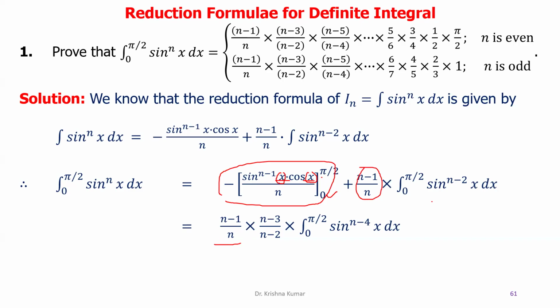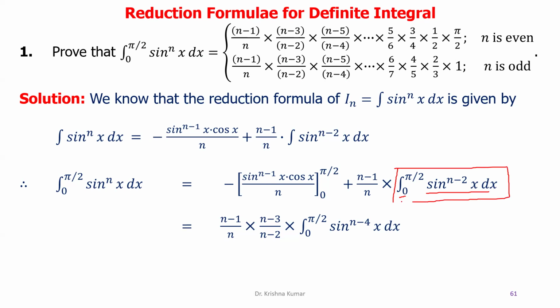And now if we again replace the same thing, since the integral under the limit 0 to π/2 of sin^n x dx is nothing but (n-1)/n times the integral under the limit 0 to π/2 of sin^(n-2) x dx. So now, if we write down the reduction formula of the integral of sin^(n-2) x with respect to x under the limit 0 to π/2, since it is n, then it is n-1.